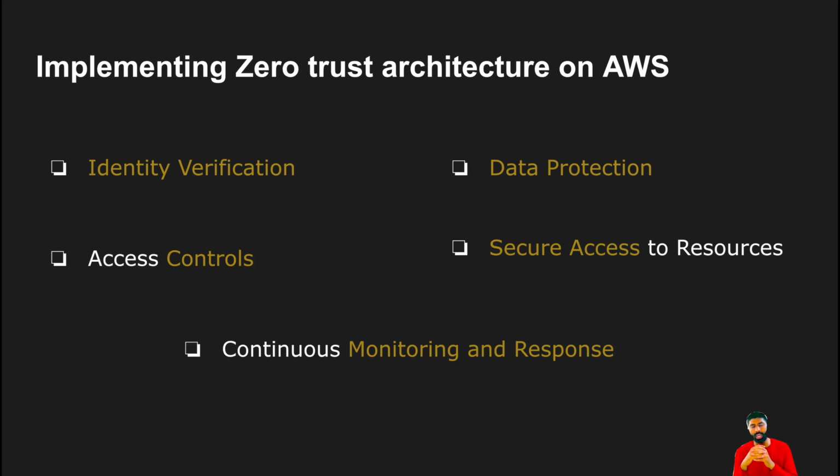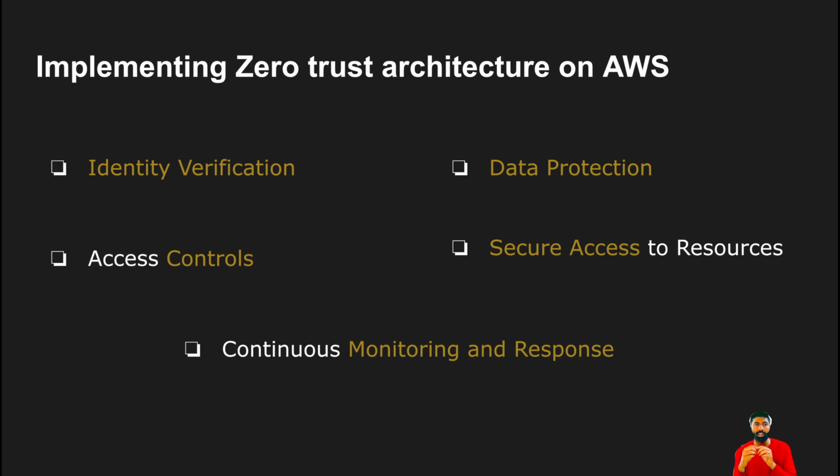So now let's understand how you can implement Zero Trust architecture on AWS. There are various areas which you need to look after. The first one is identity verification. So within identity verification, you implement MFA, multi-factor authentication with AWS IAM, and AWS SSO can also be used. You can centralize your identity management with AWS Identity Center, and you can also integrate with external identity providers such as Okta or Active Directory by leveraging AWS Cognito.